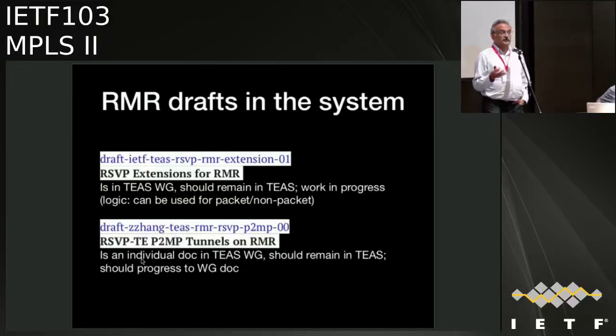There are a couple of drafts in TSVWG: the RMR RSVP extension, which is a working group document in TSVWG. There is Jeffrey's document, which is a proposal for how to do point-to-multipoint with RMR using RSVP signaling. We believe that that should be in TSVWG. We're open to arm wrestling between the chairs, but that's where we think it should be.